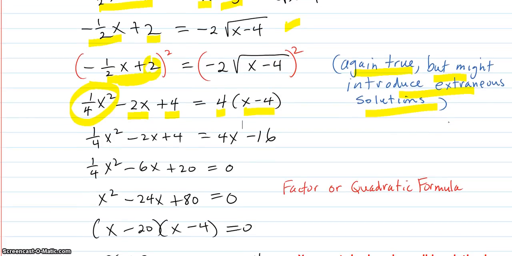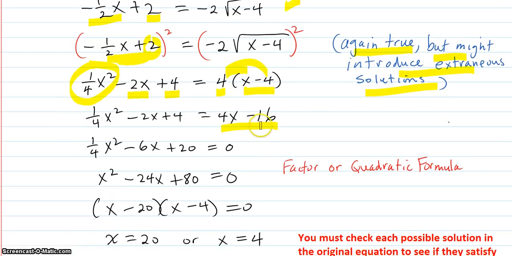Then you're going to maneuver this to be a quadratic equation. You distribute, and you get this. Now, you're going to subtract 4x from both sides. It comes over here to make negative 6x when you combine it with this. And then you're going to add 16 to both sides. It's going to come over here to be 20. And now you're going to either factor or use the quadratic formula.